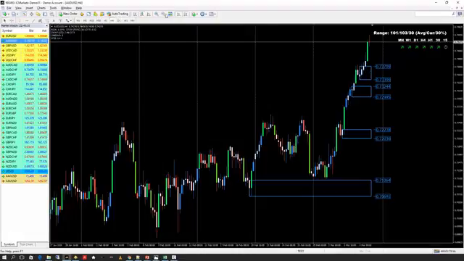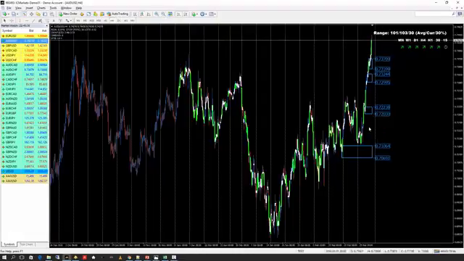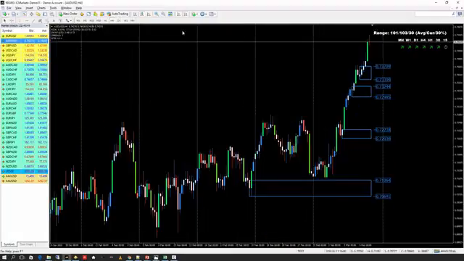here. But judging by the fact that price is super overextended here, I would probably want to look for a bit of a deeper retracement. So I would probably wait for price to come back down here, because this is a little bit of a more solid area of demand.